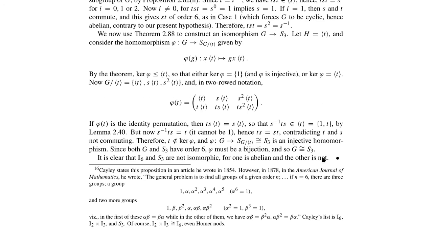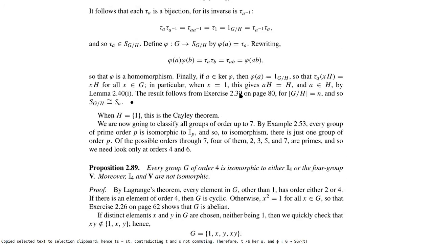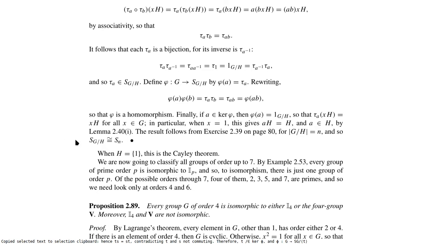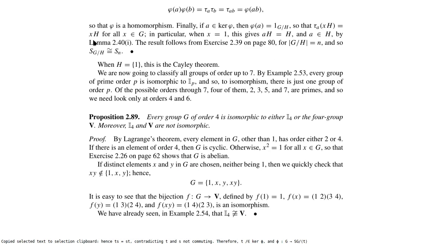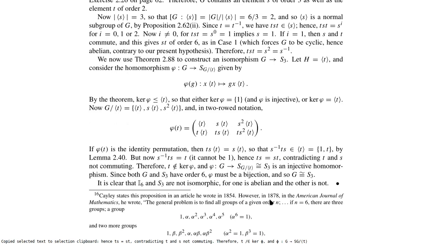Okay, so therefore T cannot be in the kernel, and this isomorphism that you have to this symmetric group, the symmetric group happens to be isomorphic to S3, just as we saw here: the symmetric group of G mod H for any subgroup is isomorphic to Sn when n is the order of G mod H. Right? So here the order is just 3.